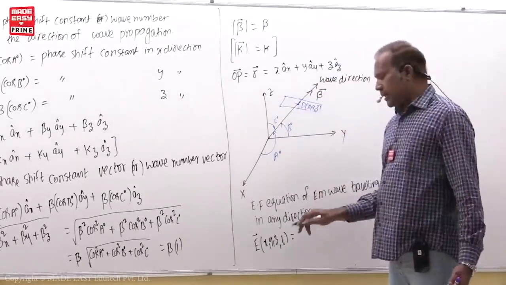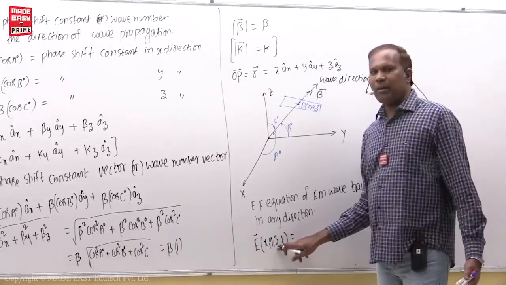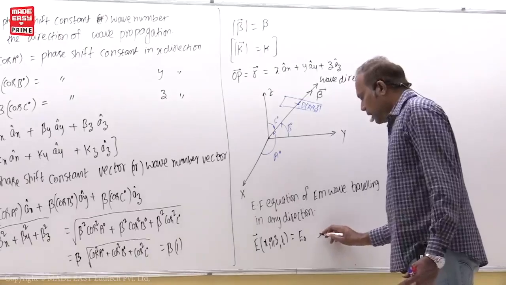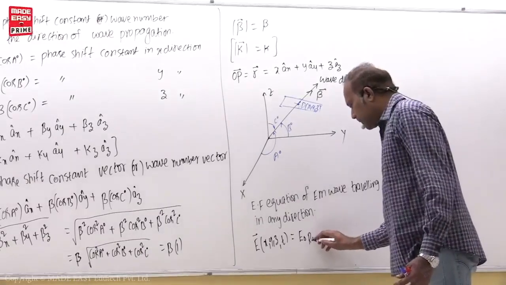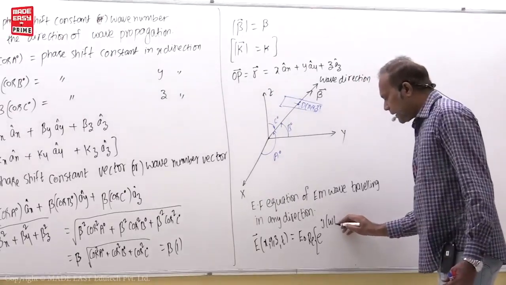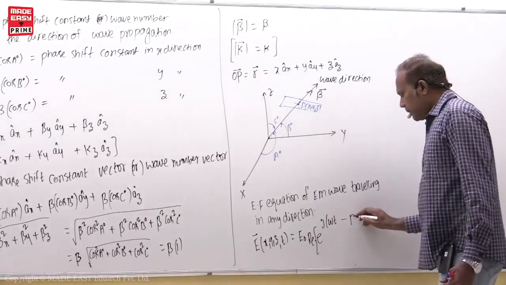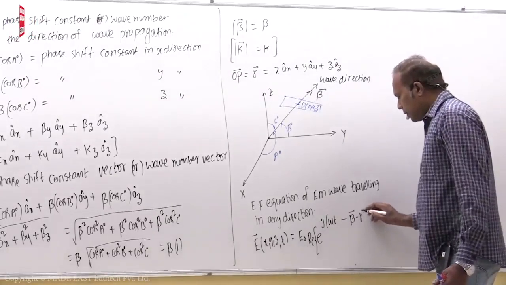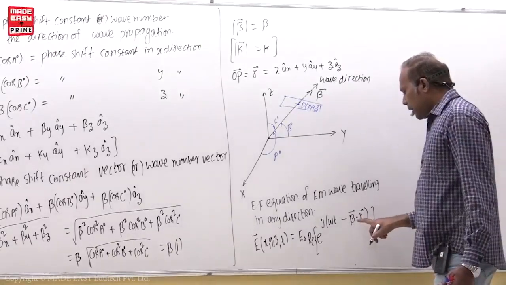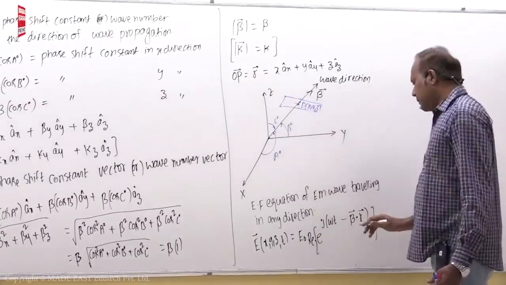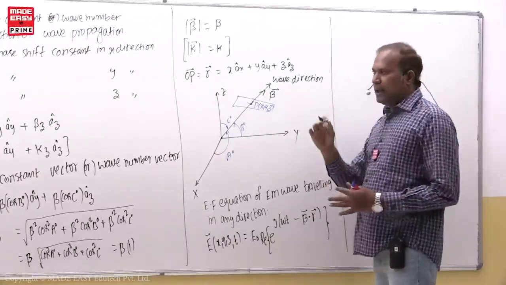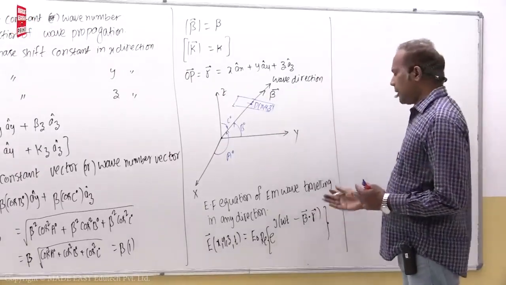If the wave travels in z direction, only z is there. If the wave travels in x, y, z direction, all components will be there. So E naught, that is the initial value, times the real part of e power j omega t minus beta bar dot r bar. That means k bar dot r bar. R bar is also called OP bar here. This is the way you get the equation. So I will link it with the equation which you already know after solving this one.